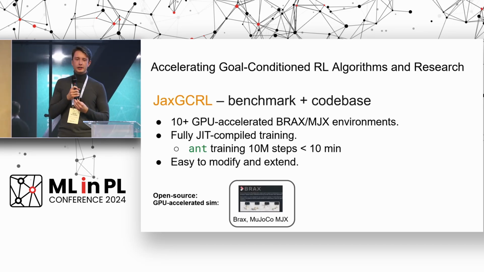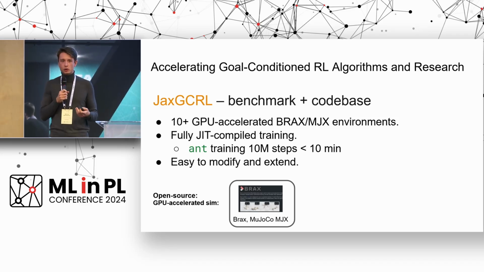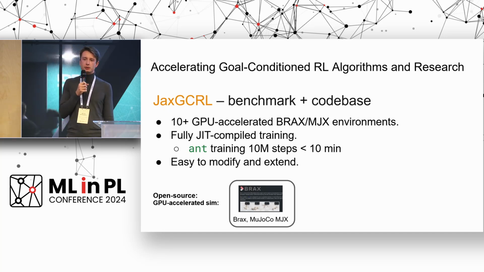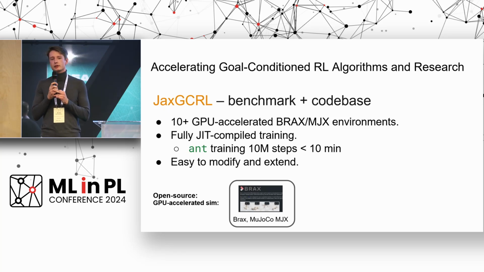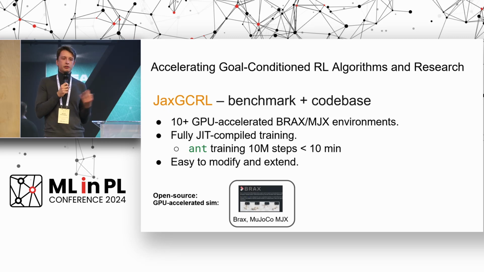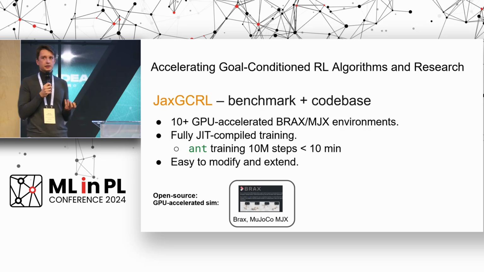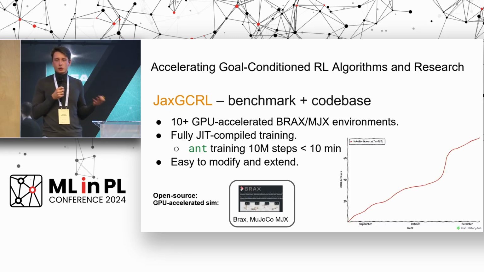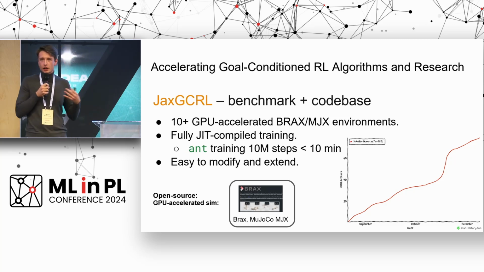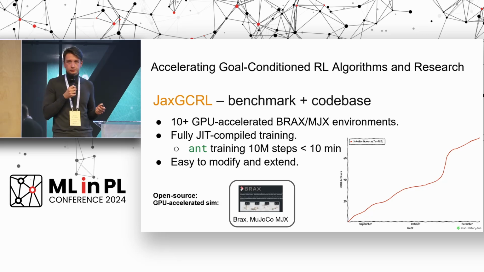So we are also in this trend, and in our recent work, JaxGCRL, we released a new benchmark and codebase for fast experiments in reinforcement learning. And you can find in our package more than 10 GPU-accelerated environments, which are extremely fast. Because right now you can run experiments that previously took hours, and now you can run them in 10 minutes. And what is also important, it's easy to modify and extend, as shown by the traction we are getting recently from contributors. And another important thing is that it is based on open source code. So it's based on Brax and MJX, which are physics simulators that are currently under development and are pretty fast.